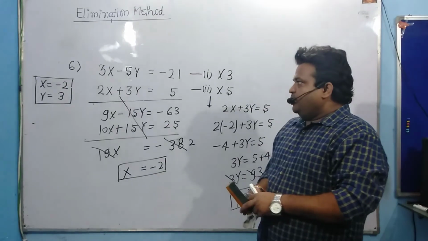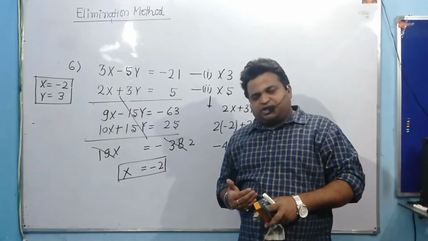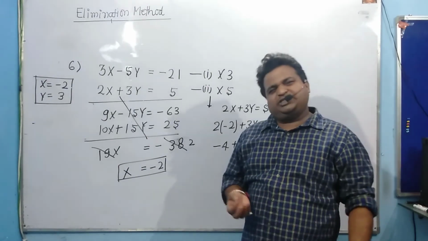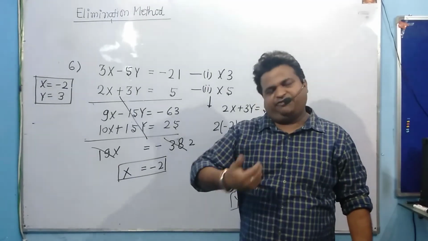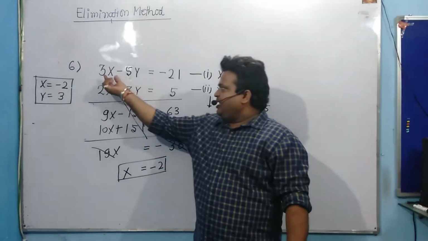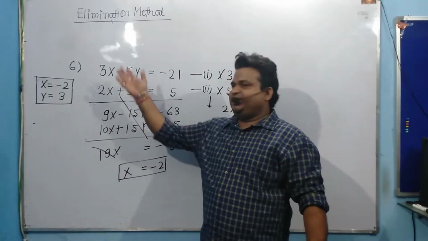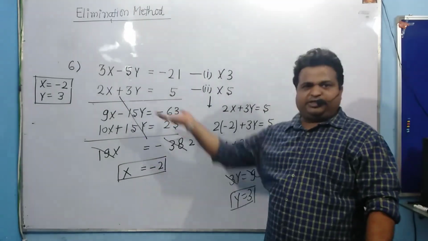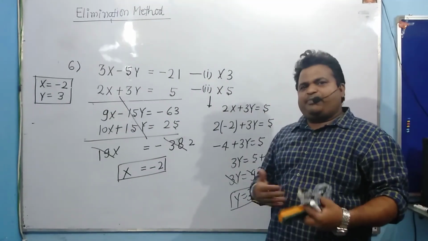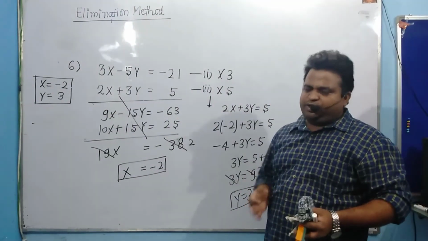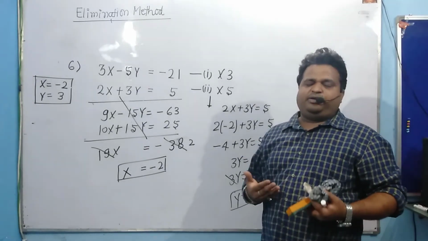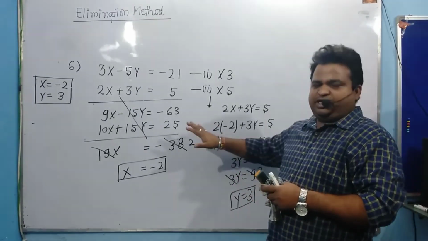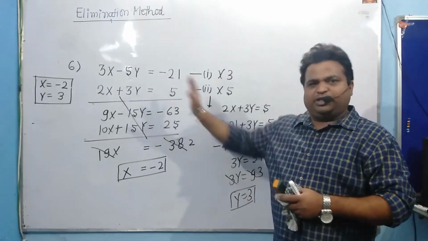So you can solve the equation any way. Which one is simpler to you? You just apply that method. If you want to make the x coefficient equal, okay, you go with it. If you equate the y coefficient, okay, you go with it. So you can apply any method. Which one is simpler to you? It's up to you. Different students approach different methods, but I solved this equation both ways.